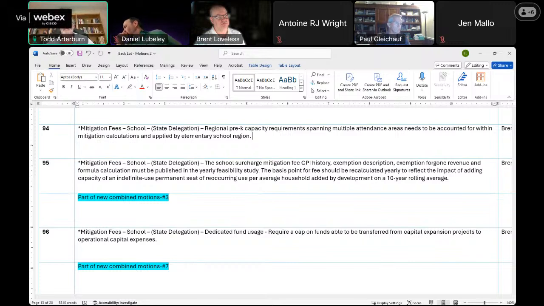So, Paul, that would be a different motion, right? I suppose it would be, unless one's open to modifying this motion. Yeah, it would be a totally different motion.